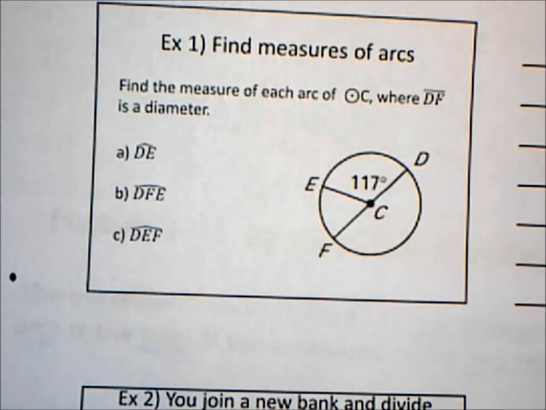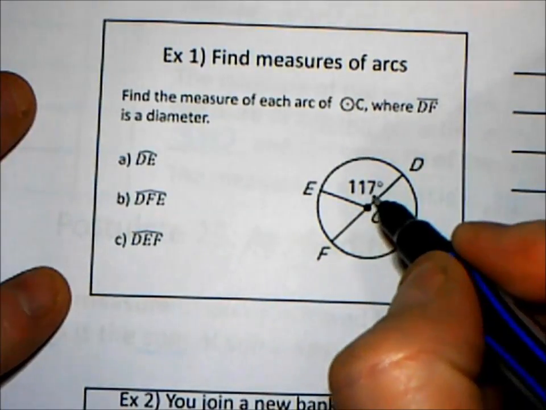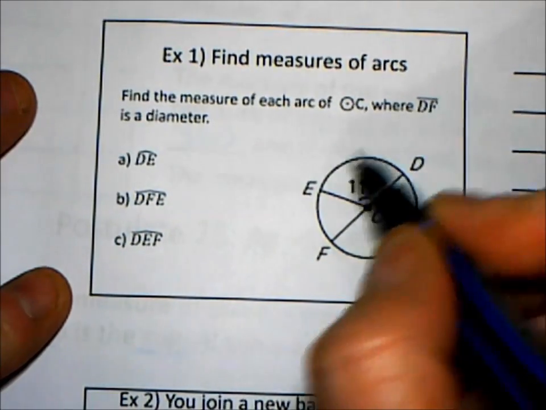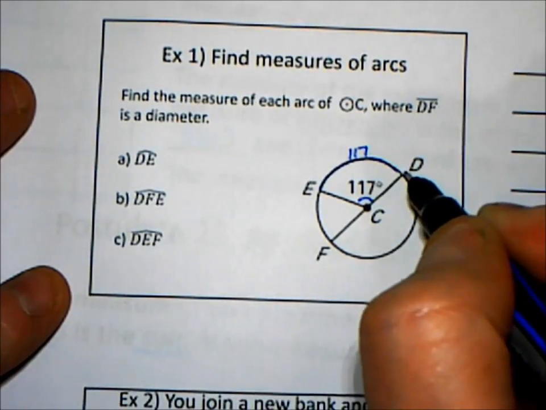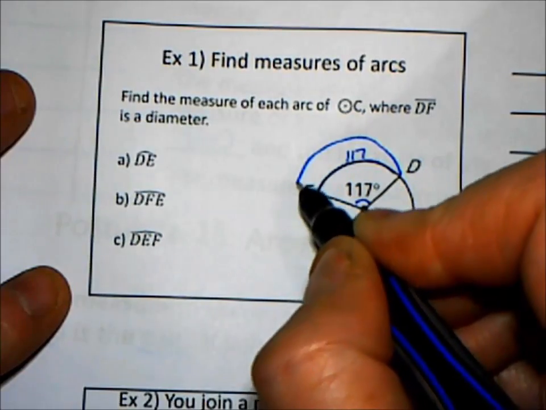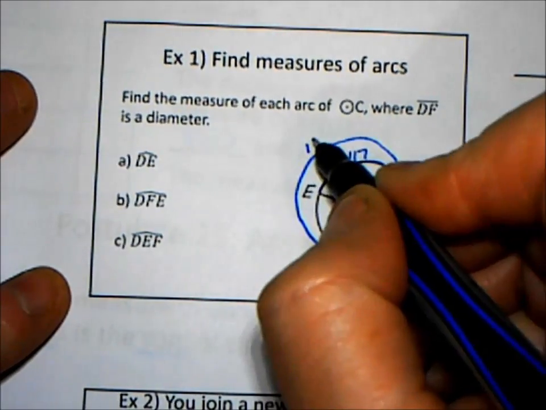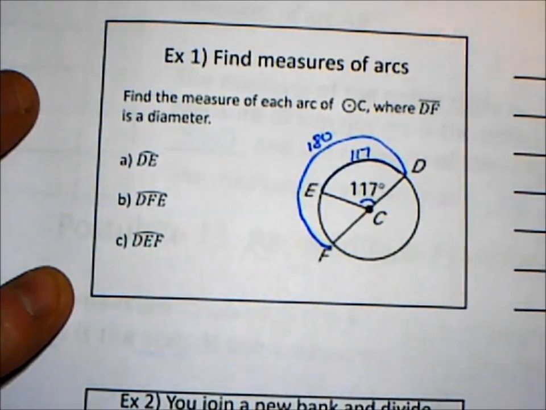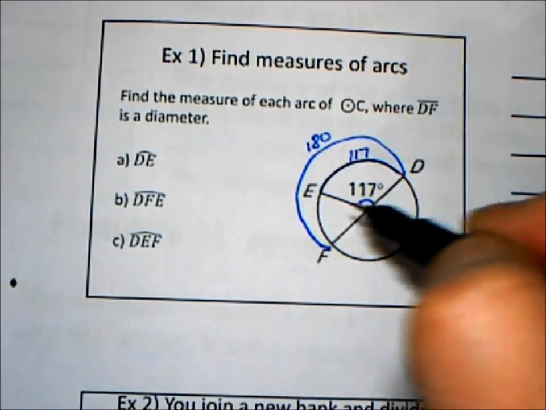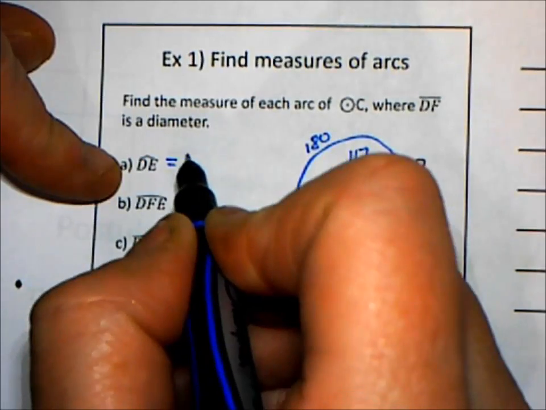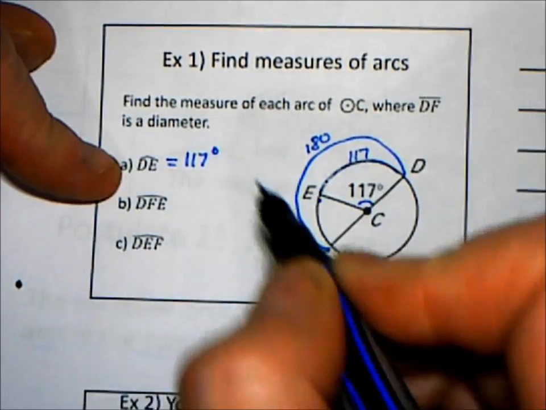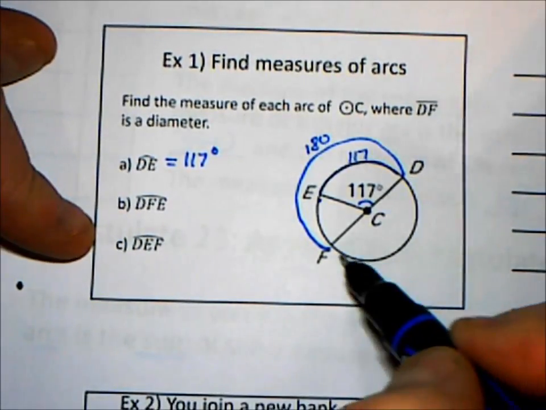Okay, for example 1, it says find the measure of the arc from circle C, where DF is the diameter. It says this central angle is 117, so DE is also 117. And from D all the way around to F is a semicircle, so it's 180. And they want to know what DE is. That is 117 degrees.